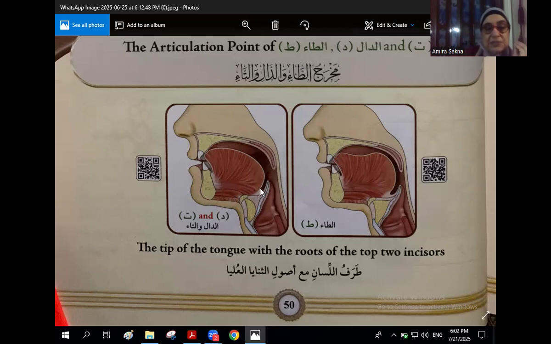As you remember, my dear sister, the difference is that Ta is a heavy letter. That's why it has a picture alone, or a shape alone. While Dal and Ta are light letters, حروف مرققة. Ta is a heavy letter, حرف مفخم.